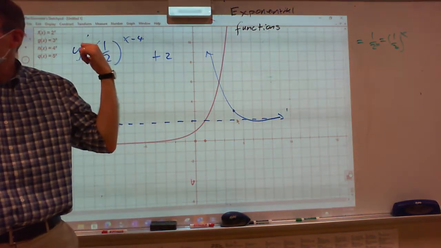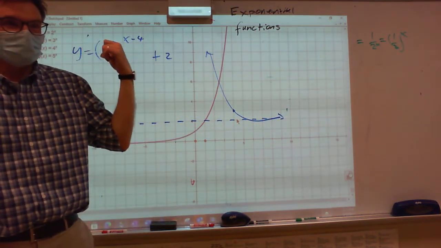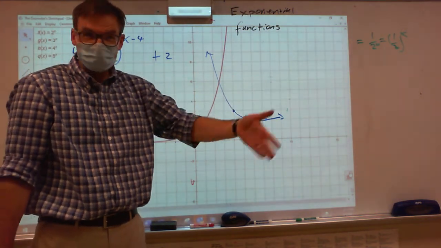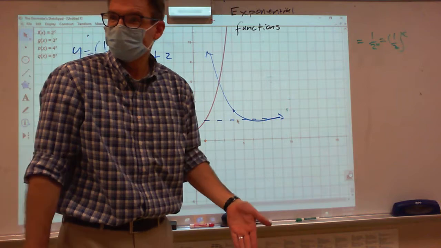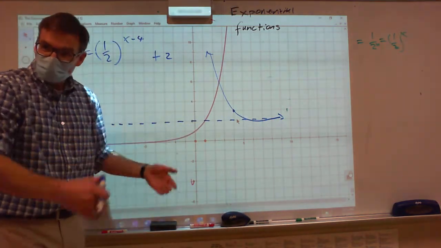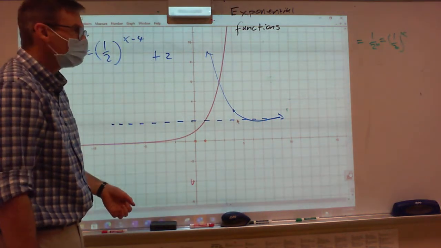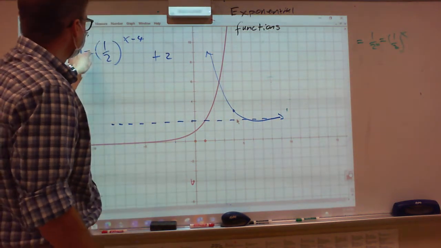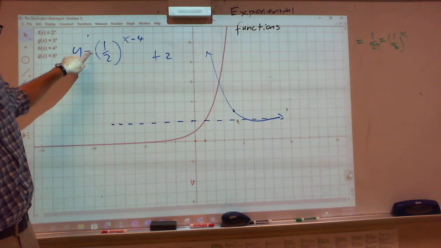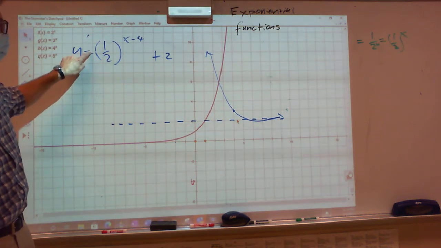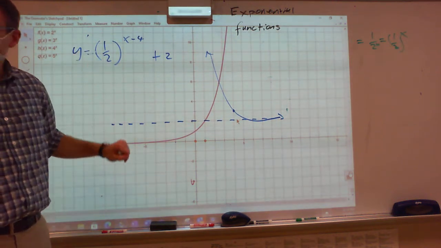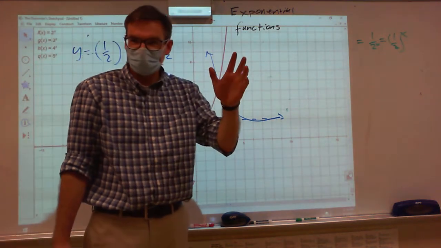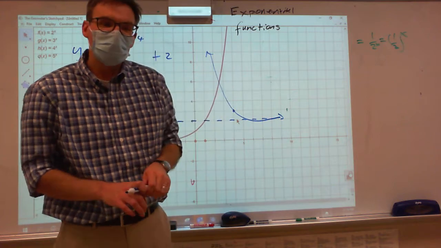Does this make sense? Is this consistent with all the transformation stuff I made you do before? Which is why I made you do it, right? Because I knew this was coming. How do we know if it's going to be above or below? If this is positive or negative. If this thing is positive, you're above. If this thing's negative, you're below. All right? Are we okay?